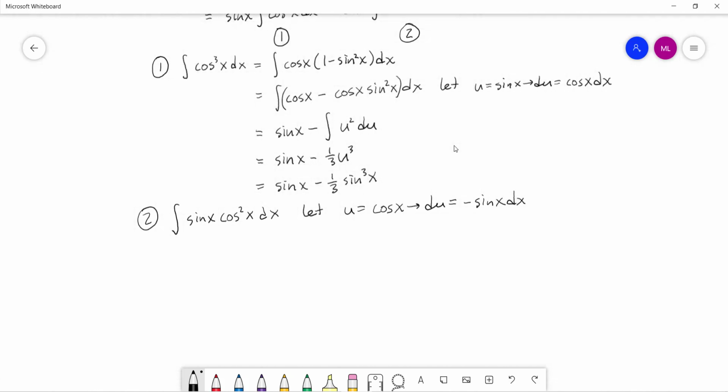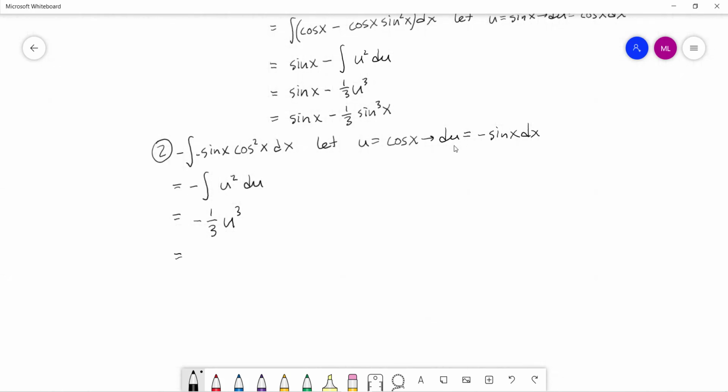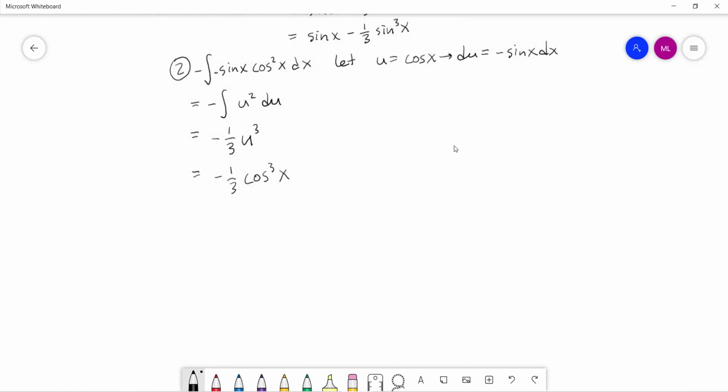I just need a negative sign here. We'll pull a negative out in front, put a negative there. And now this integral is going to be negative the integral of, I've got my u squared and my du, which is negative the integral of 1/3. Sorry, drop my integral. I've already evaluated it. So negative 1/3 of u cubed. And what was u? It was cosine, so cosine cubed of x.